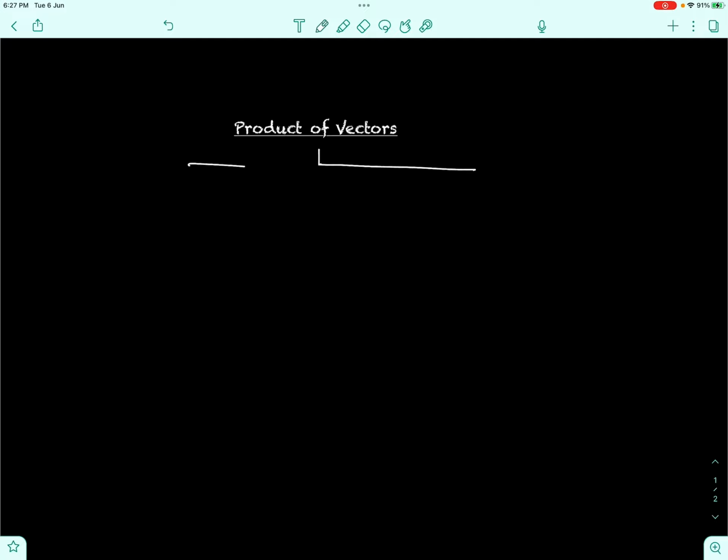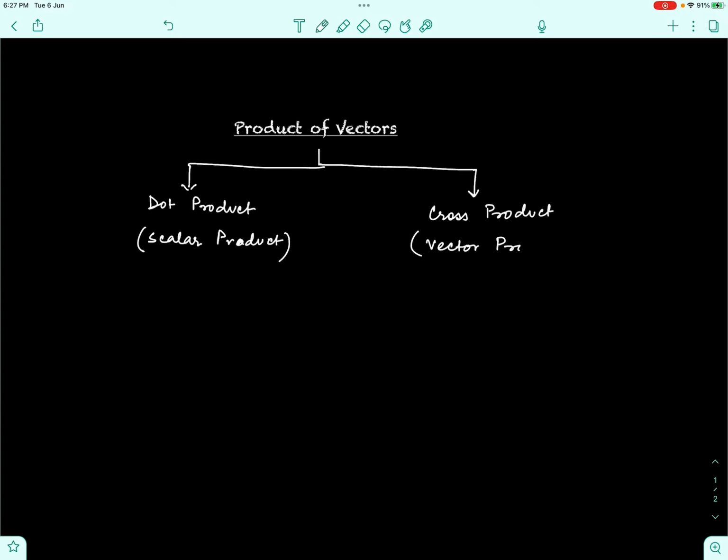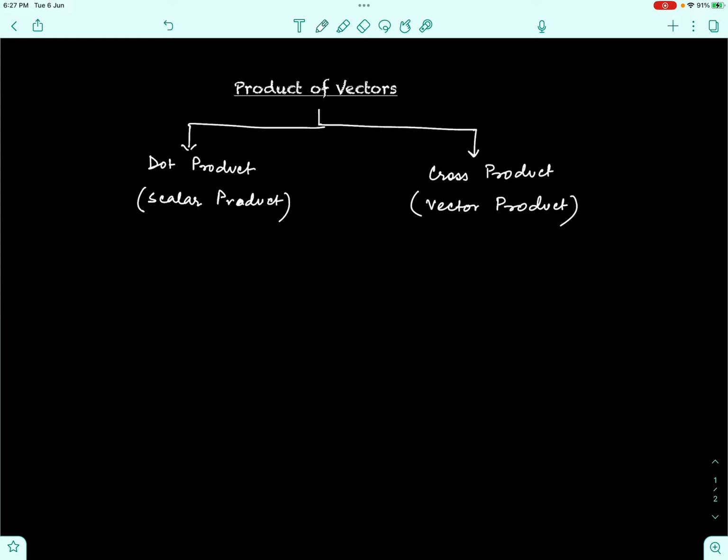One of them is called a dot product, which is also named as scalar product, for the reason behind which we shall understand as we study this in detail. The other type of vector product is called a cross product. Also we call it vector product. Okay. So, these are two distinct types of product between vectors that we are going to study. We shall start with the first one, that is the dot product.